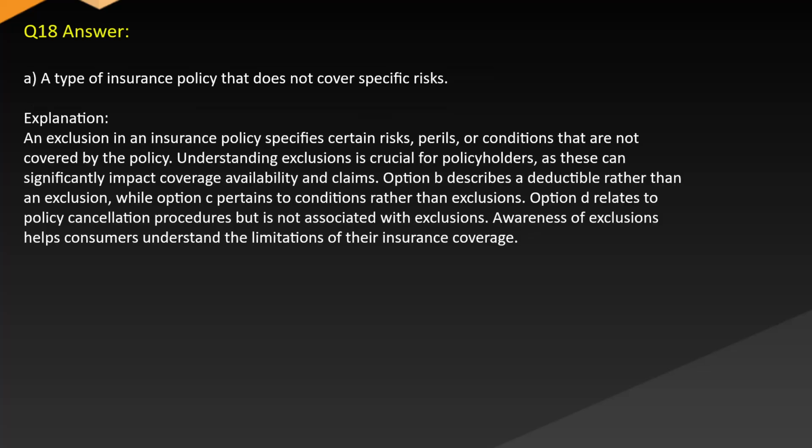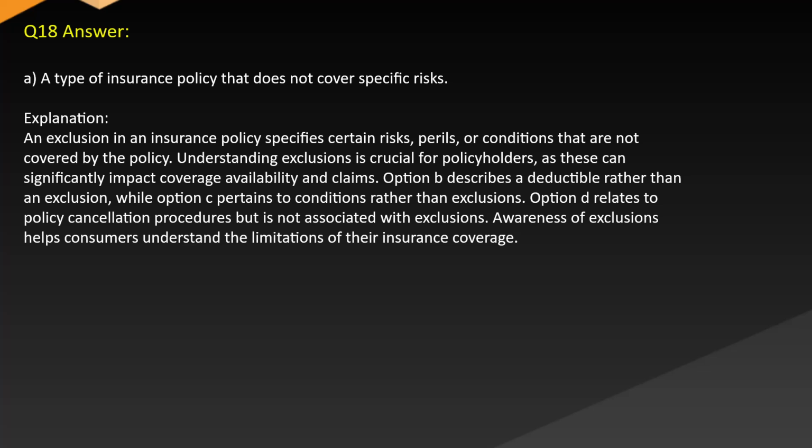Answer A. A type of insurance policy that does not cover specific risks. Explanation: an exclusion in an insurance policy specifies certain risks, perils, or conditions that are not covered by the policy. Understanding exclusions is crucial for policyholders as these can significantly impact coverage availability and claims.